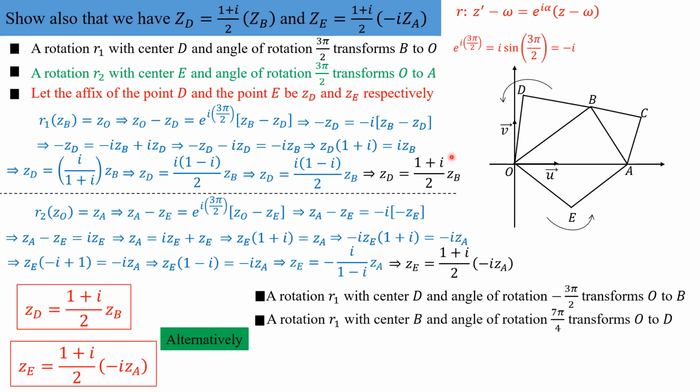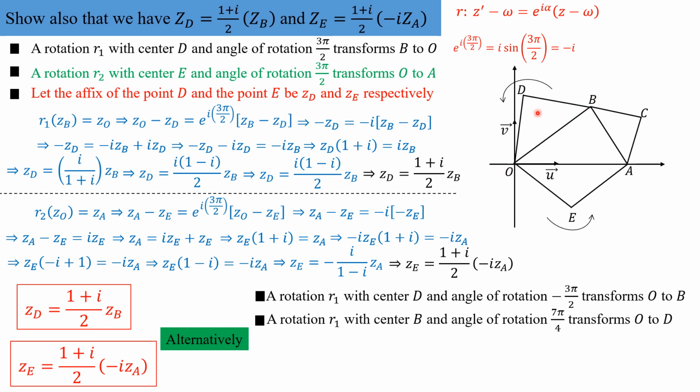Working it out, you're still going to get this result. We could still transform the point O to the point D, and the center is B. You see, doing it, the angle of rotation, I'm going in the anti-clockwise direction, so the angle of rotation is going to be positive. Now the angle of rotation is just the exterior angle between the line OB and the line BD.